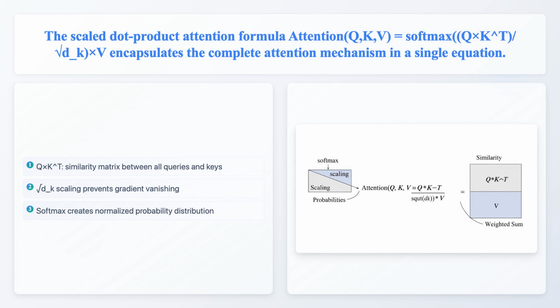For data scientists, this formula is more than mathematics. It's the innovation that made modern NLP possible. Every breakthrough from BERT to GPT-4 relies on this scaled dot product attention. Understanding each component helps you modify attention mechanisms, debug model behavior, and design custom architectures for specific tasks.